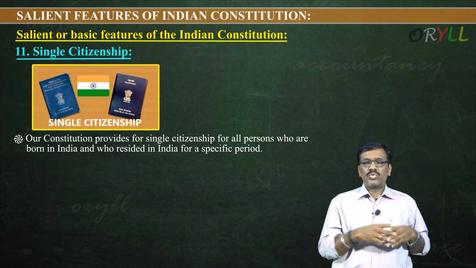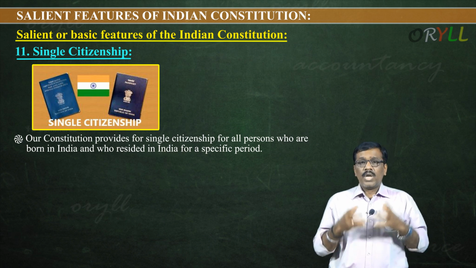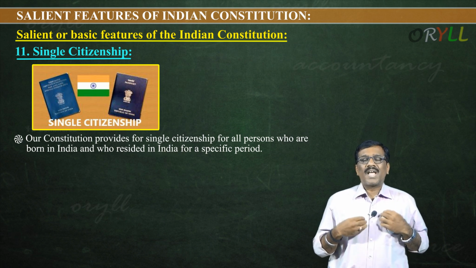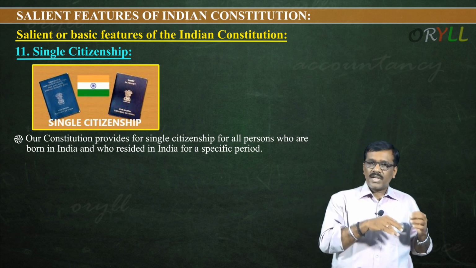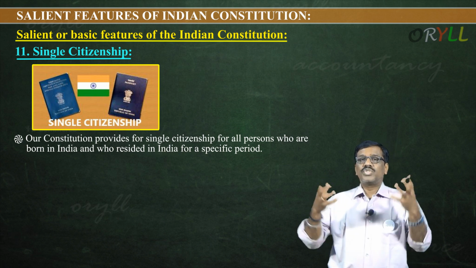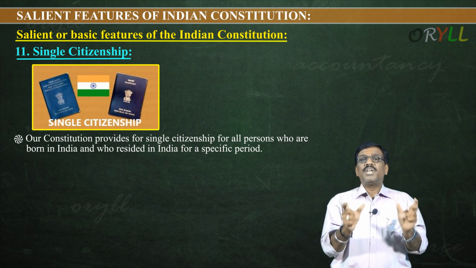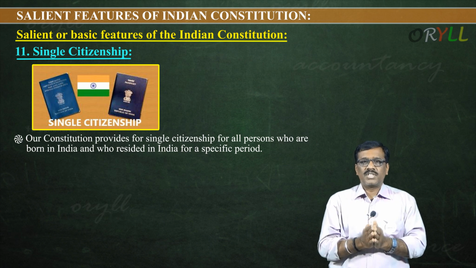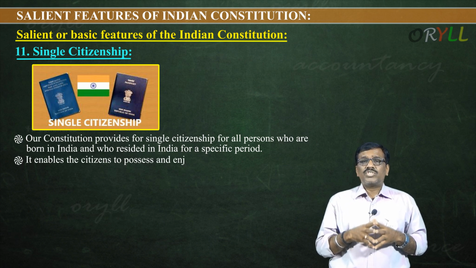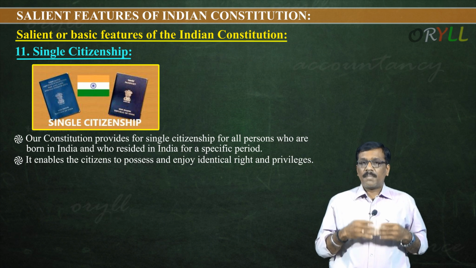When I say single, there is something known as dual citizenship. Dual means I would be a citizen of India as well as a citizen of Telangana. That is known as dual citizenship. But here it is a unitary feature we follow, only single citizenship. It enables the citizens to possess and enjoy identical rights and privileges.